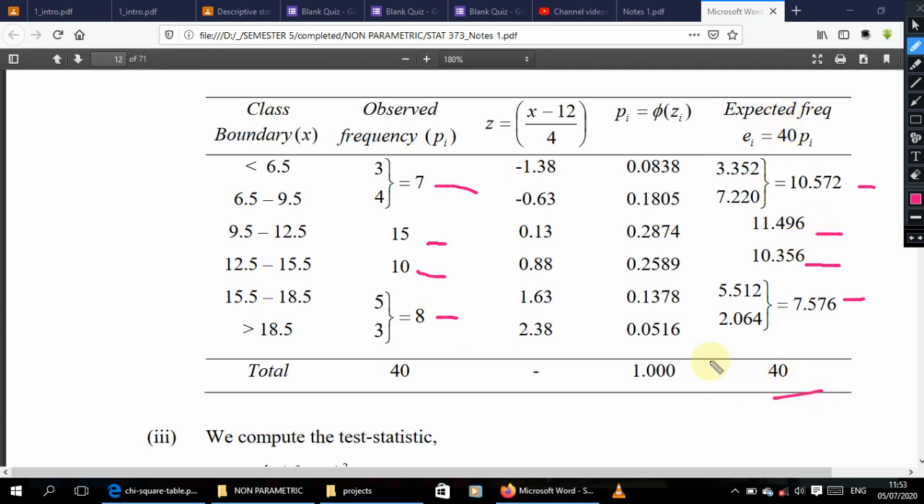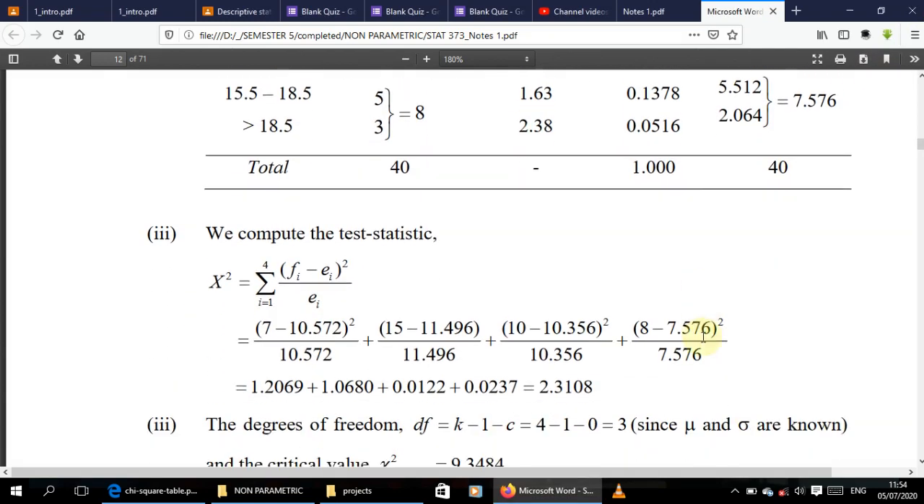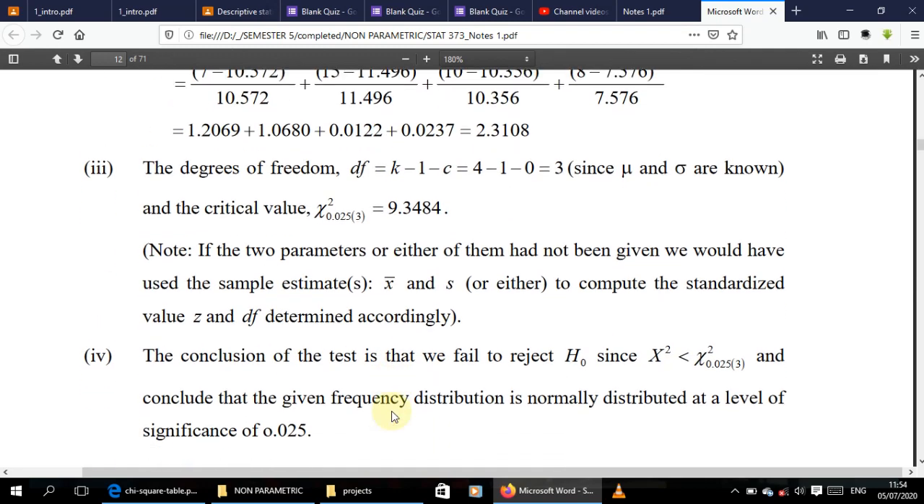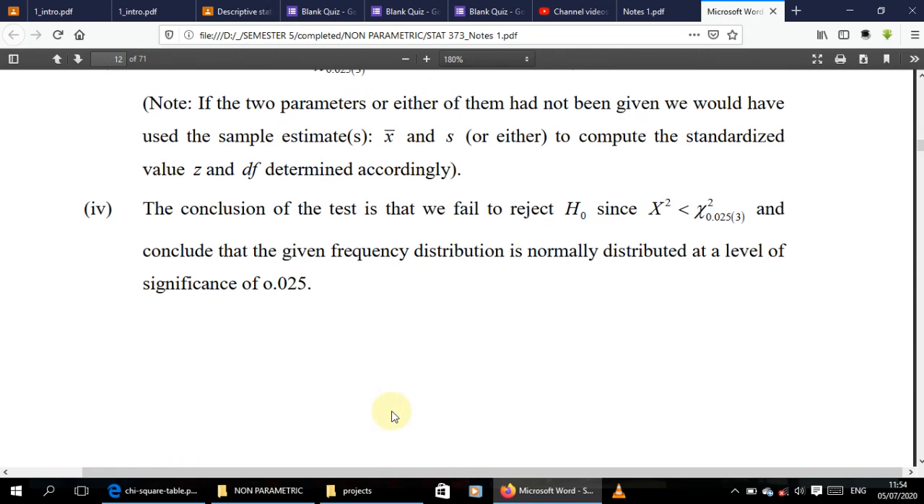So this is your chi-squared value, and now your k is 4, so you can find your degrees of freedom. When you sum everything, you get a chi-square of 2.3108. Degrees of freedom is 1. When you compare, this is far less than the critical value, so you fail to reject and conclude that the data can be modeled by the normal distribution.